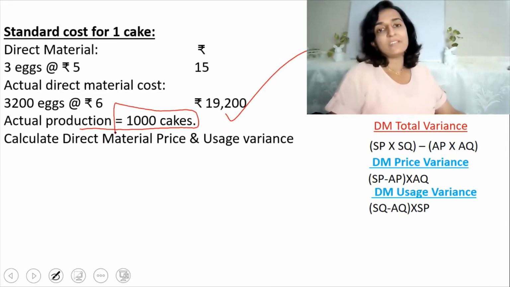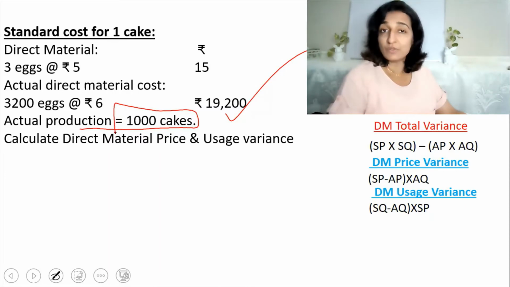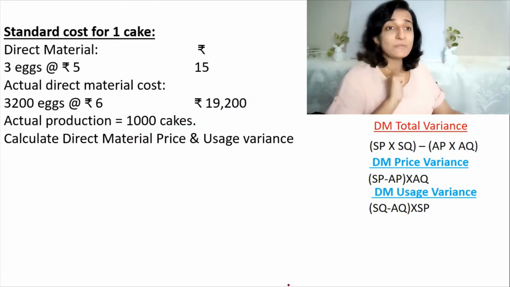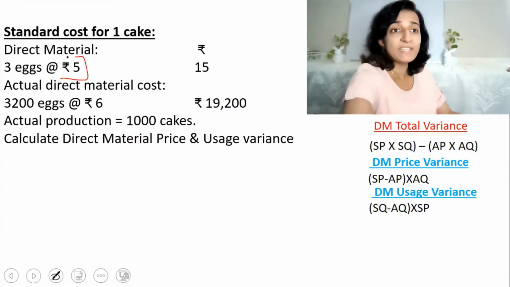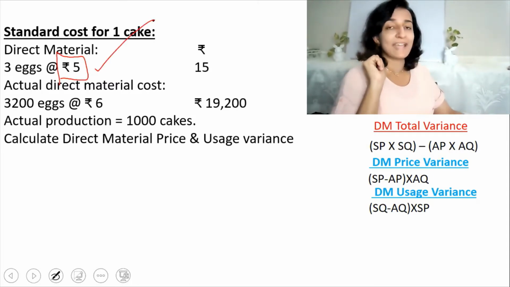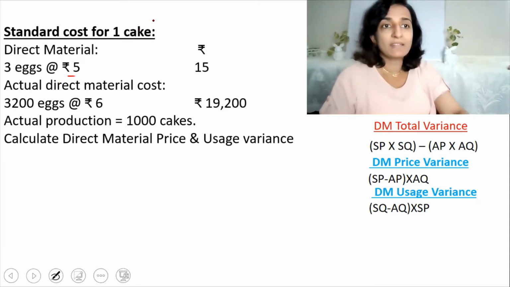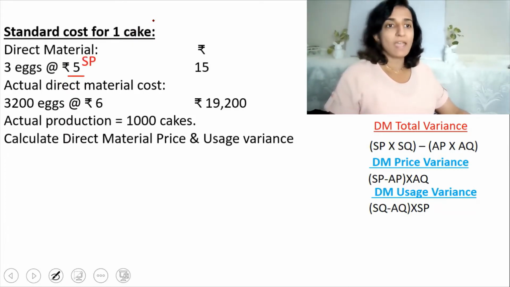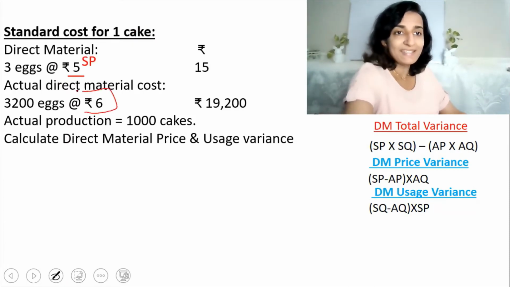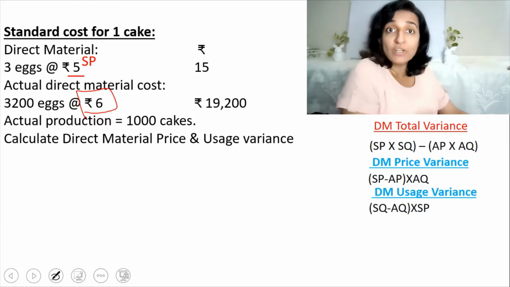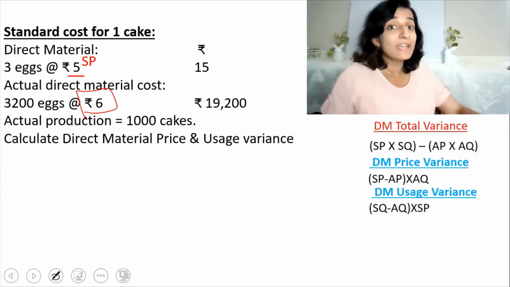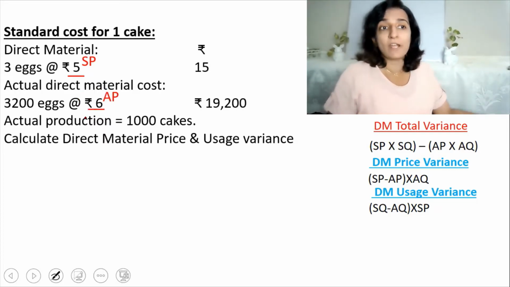Calculate direct material price and usage variance. So the price as per standard is given here. Rupees 5 is the price of one egg as per standard, so that is nothing but the standard price. And rupees 6 is the price at which we actually bought the eggs. So what is that? It is the actual price.